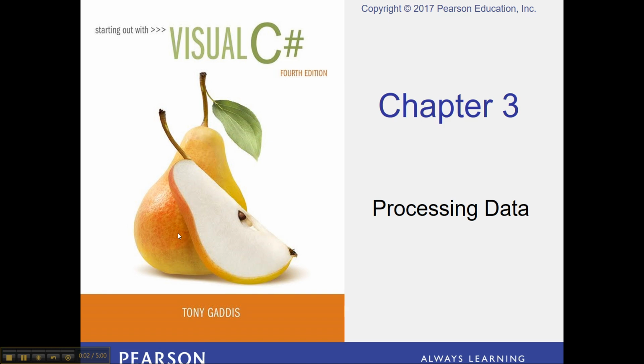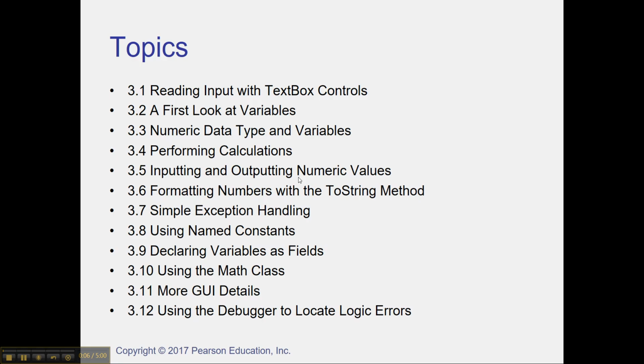In this video series, we're going to be looking at Chapter 3 for C#, Processing Data. So we're going to have a look at reading input from text controls. We'll be looking at variables, what type of variables can be entered in through their data types, calculating, inputting, and outputting numeric values. In this example, formatting numbers to different types using what they refer to as a string method. If users make an error, how can we handle that? Constants are used from time to time in programming, declaring variables as a field, math functions, etc.